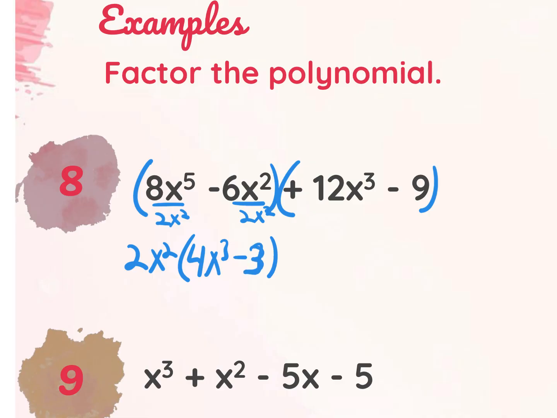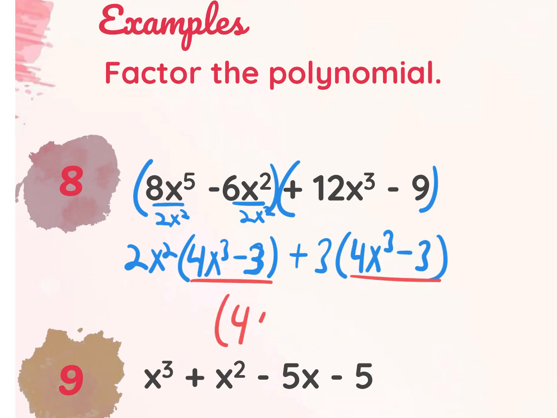What's our GCF of the next set of parentheses? Good, right? We can take out a 3. When we take out a 3, what's left over? 4x to the third minus 3. Very good. Do our parentheses match? So how many times am I going to write it now? Just once. 4x to the third minus 3. And then what shows up in the next set of parentheses? Good. We're going to put together this GCF and that GCF. This is going to be 2x squared plus 3.